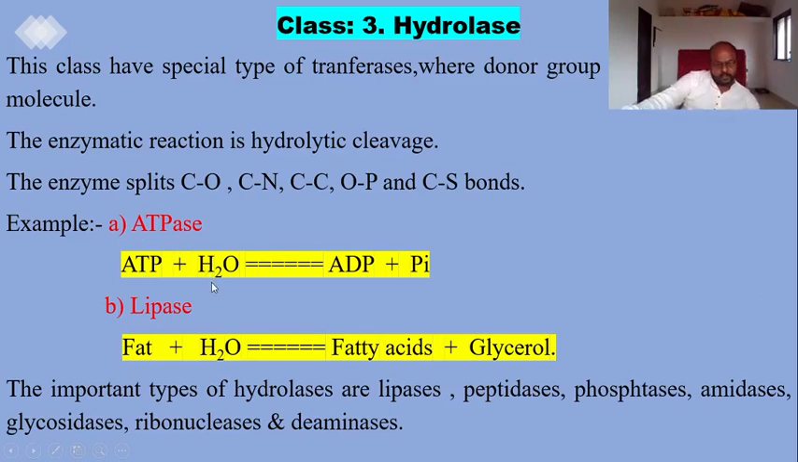ATPase plus H2O is converted into ADP, adenosine diphosphate, and inorganic phosphate. Then lipase: fat plus water is converted into fatty acid and glycerol. The important types of hydrolases are lipase, peptidase, phosphatases, amidase, glycosidase, ribonuclease, and deaminase. So this is the hydrolase group, in which there is a transfer of the group to the water molecule.